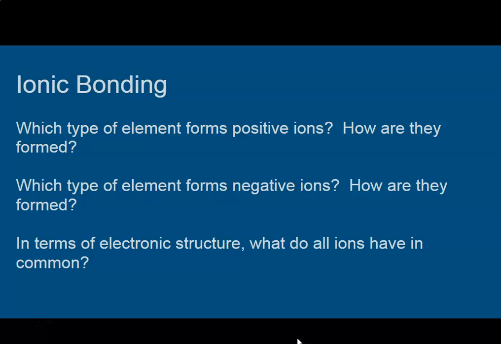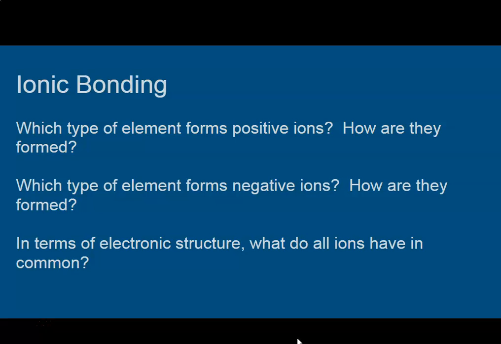Metals form positive ions by losing electrons. Okay, metals form positive ions by losing electrons. Very good. And they lose those from their outer shell. Alicia, can you answer the next one? Which type of element forms negative ions and how are they formed? Non-metals form negative ions by gaining electrons to their outer shell.